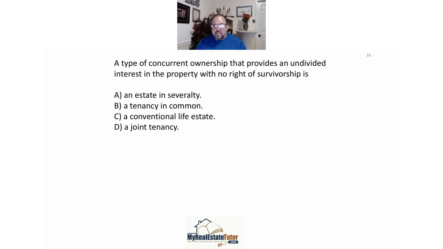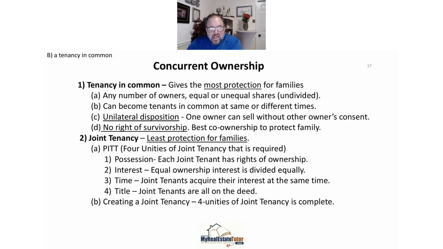The right of survivorship comes under joint tenancy. So the one with no right of survivorship would be tenancy in common. So let's look at this real quick. These are the two big ones you want to know for the state licensing exam when it comes to concurrent ownership or co-ownership, two or more. You've got tenancy in common and joint tenancy. Tenancy in common gives the most protection to the families.